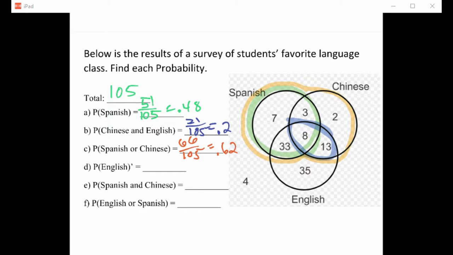And then not English. Don't forget that little apostrophe is very difficult to see sometimes. When doing not something, make sure you include any numbers that are found on the outside. So it would be these guys. 10, 11, 12, 13, 14, 15. 15 out of 105. So 0.14. Are there any questions about Venn diagrams?